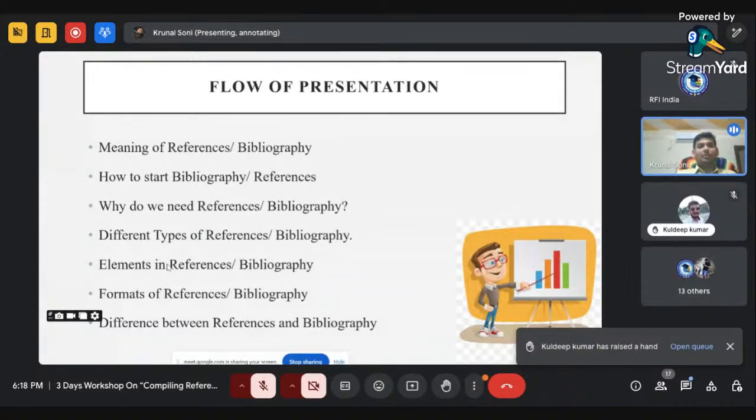Then we will also see why we need referencing and bibliography. Anybody want to say why we are talking about referencing and bibliography, why researchers are compiling referencing and bibliography? Any particular reason? What is the basic reason for that? Anybody would like to answer? Why are we doing this? What is the reason that we are talking about compiling referencing and bibliography in research?